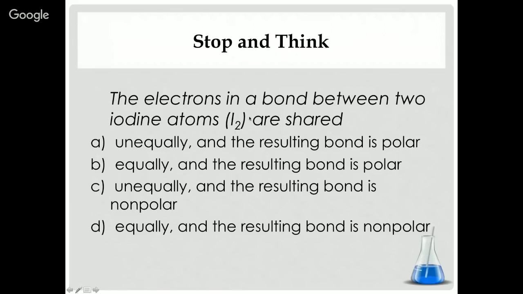Okay, so we have diatomic iodine. So they are two of the same atoms. They're sharing electrons. If they're sharing electrons, it's going to be covalent, but we can tell that because they're both nonmetals. And since they are both the same atom, the electronegativity difference is going to be 0, which means they're sharing them equally. So choice A and C are out. And if they're sharing them equally, it has to be nonpolar, so the answer is choice D.